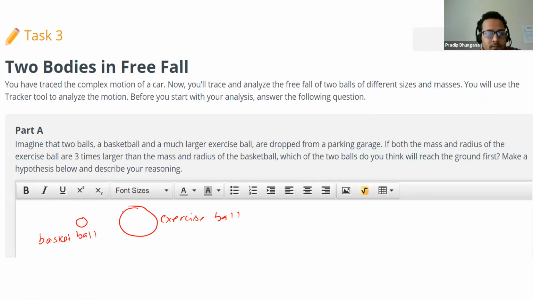And then let me read the question again. So both are dropped from the same height. Which one will hit the ground first? That is the question. Make your hypothesis.